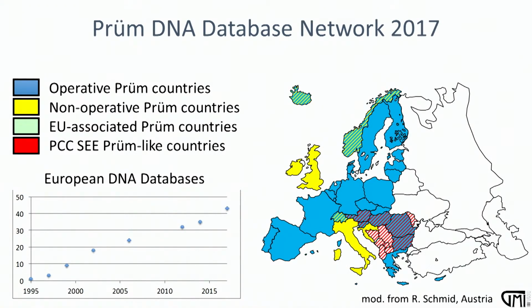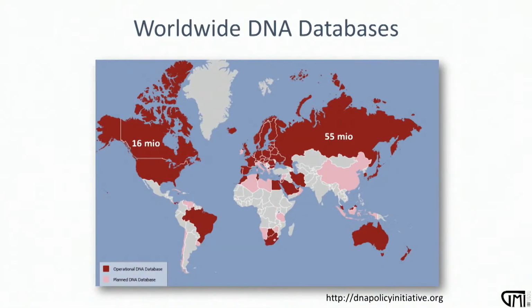Those databases are managed under national law, which is very different in the different countries in Europe, but they can speak with each other. There are a couple of different contracts and legal agreements that allow for this, such as the Prüm database network in Europe. And if we look at that on a global basis, we see more and more countries establishing those databases because they are so successful and because they help combat crime in a very efficient way.